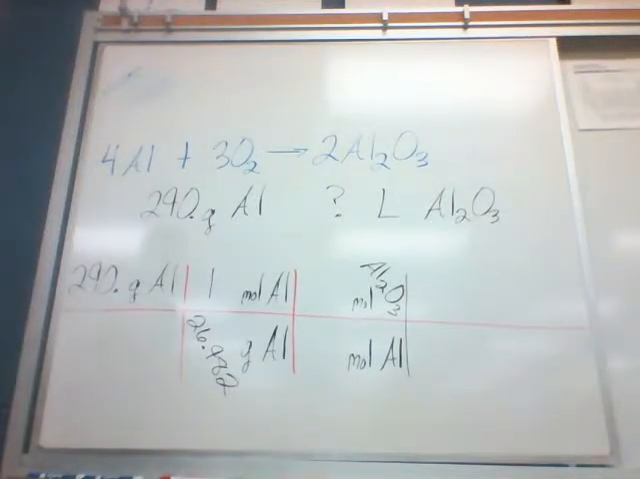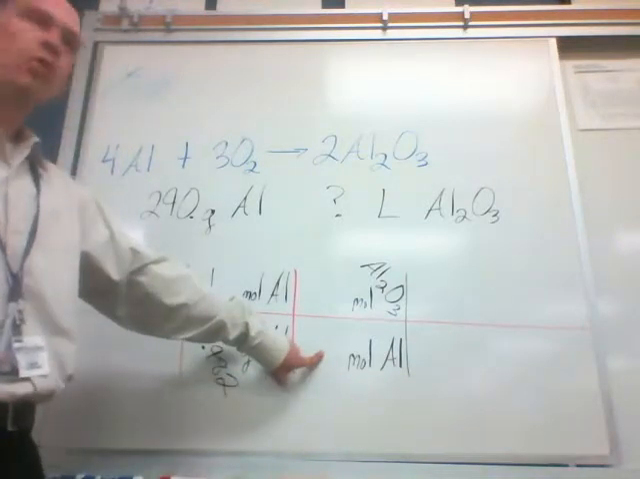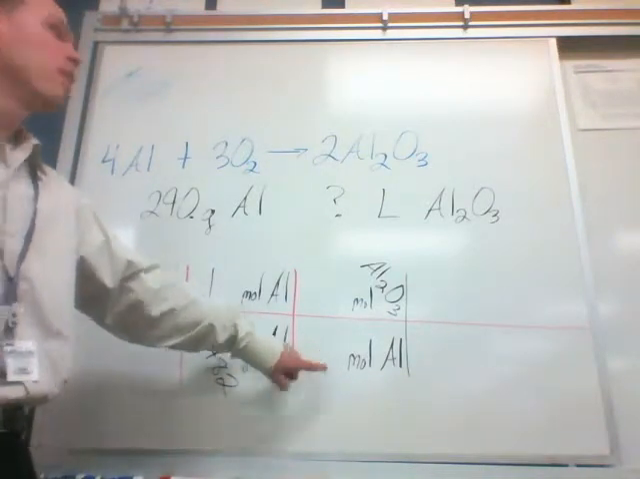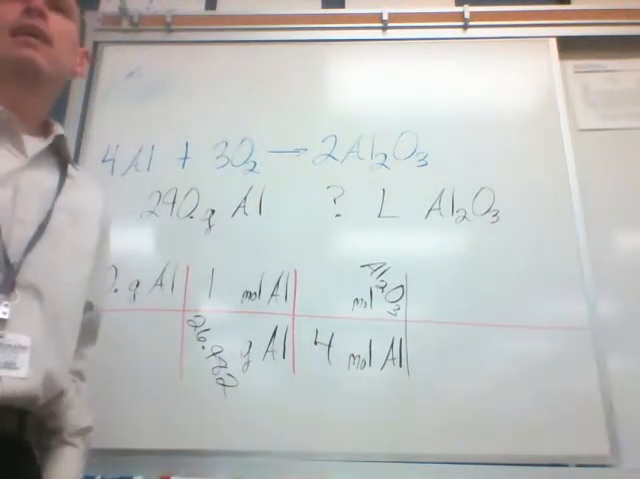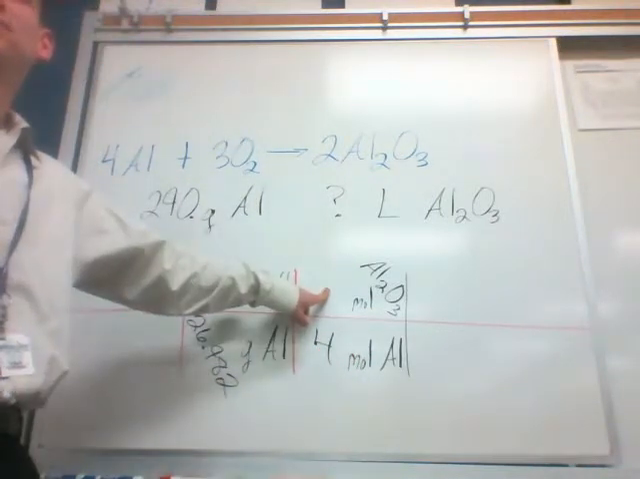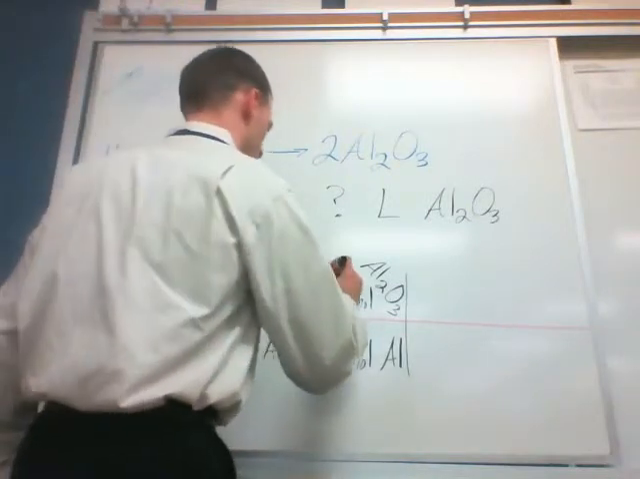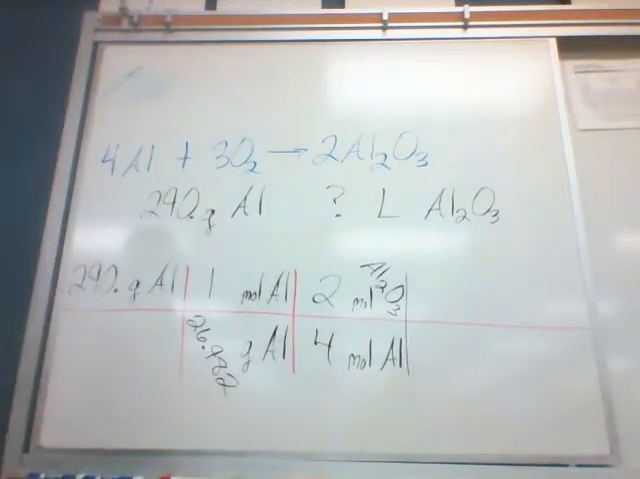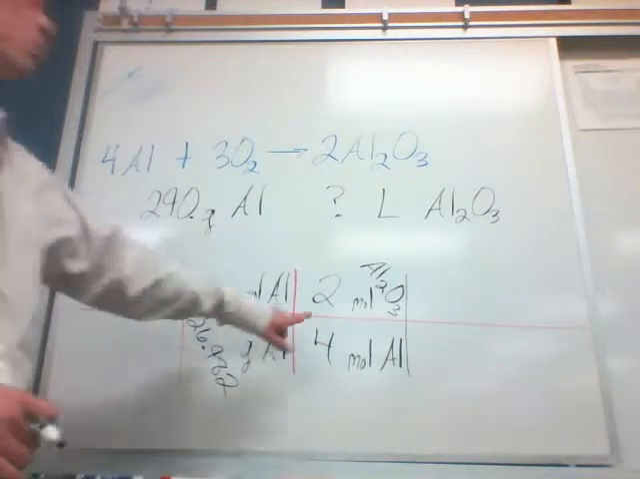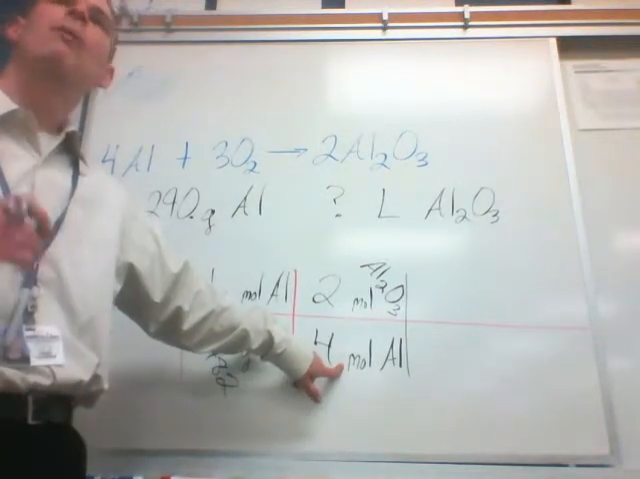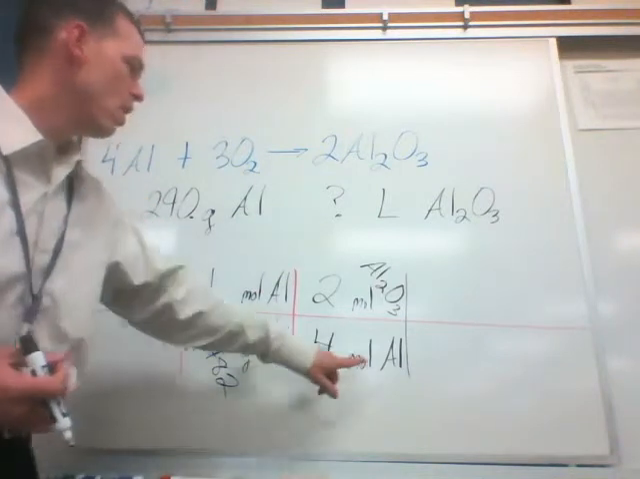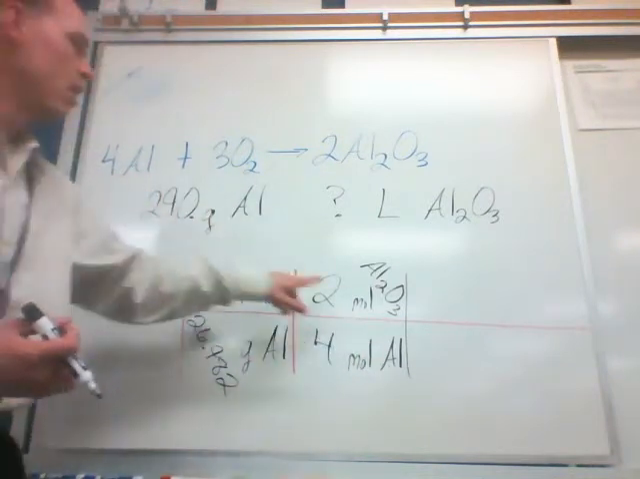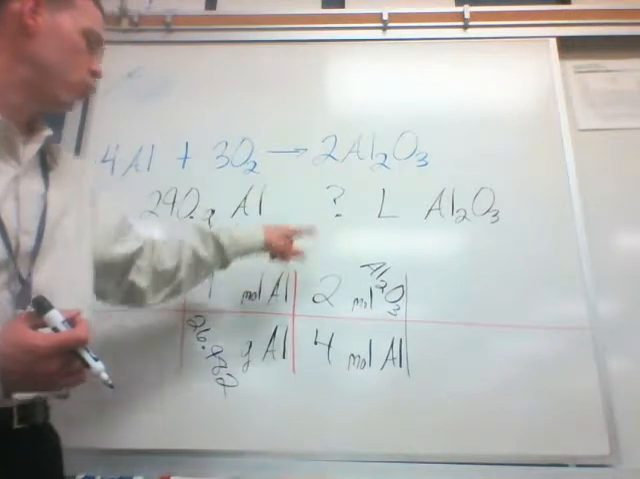Cluster 3, seat 1, what number do you think goes there? The correct answer is 4. And 2. The reason she chose those numbers is because when it's moles over moles, it's the coefficients that create the values. The coefficient of aluminum was 4. The coefficient of aluminum oxide is 2.